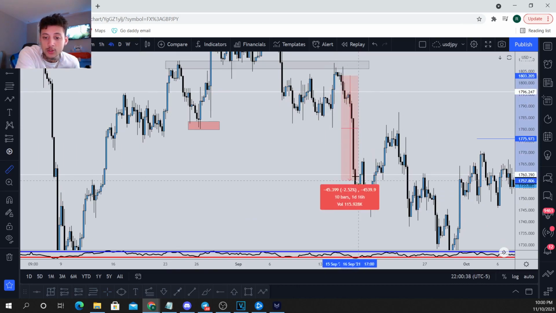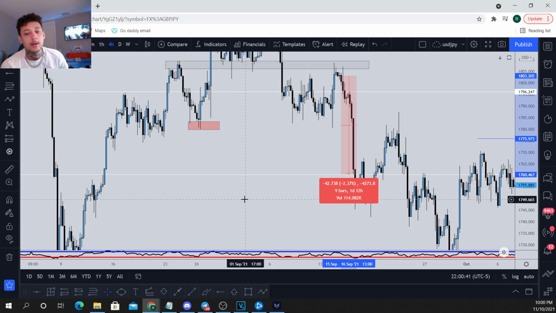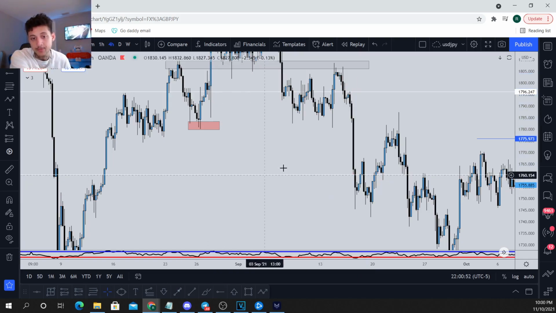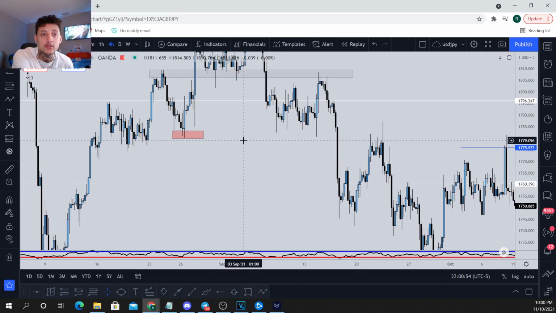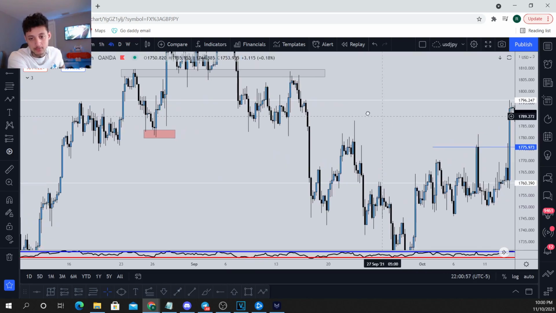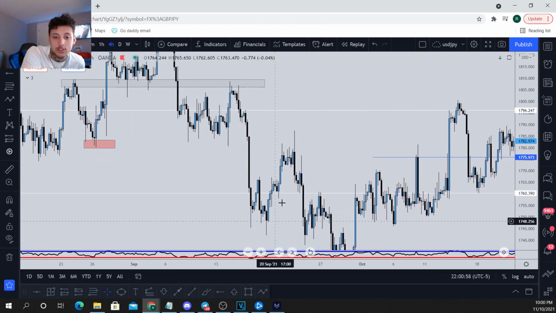If you would have taken a trade here and maybe targeted here, that's 423 pips, right? If you would have just done a single standard lot, you would have made $4,273.8, right? 10 lots, you would have made $40,000. It's insane, right? And then notice how structure just kept going, right? Look what happened over here.